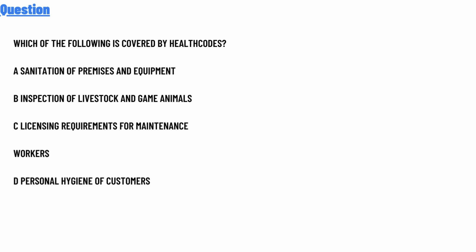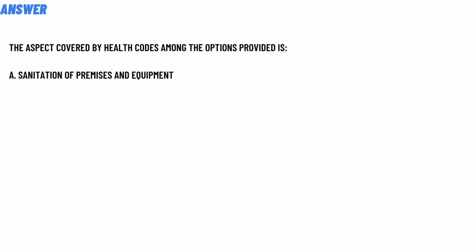The correct answer to the question, the one covered by the health codes among the options provided, is option A, sanitization of premises and the equipment. So that is the answer to the question.